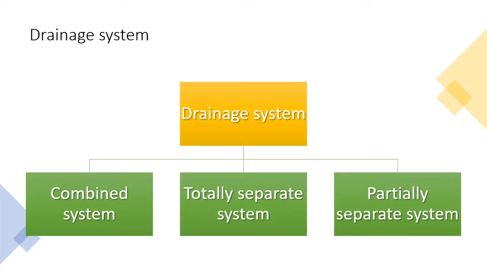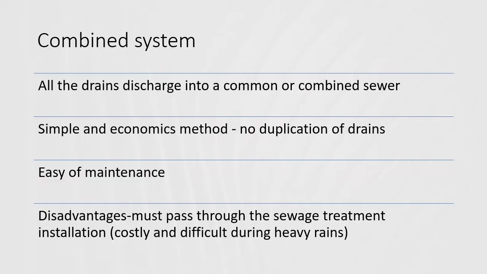There are three known drainage systems, which are combined system, totally separate system, and partially separate system. In combined system, all the drain discharge into a common or combined sewer. It is simple and economic method because there is no duplication of drain. This means that sewer and surface drain kita combinekan sekali. It is easy to maintain.